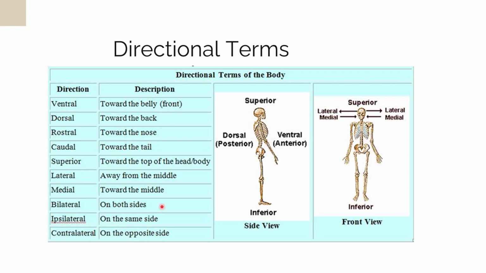Bilateral means on both the sides. Ipsilateral means on the same side. And contralateral means on the opposite side.